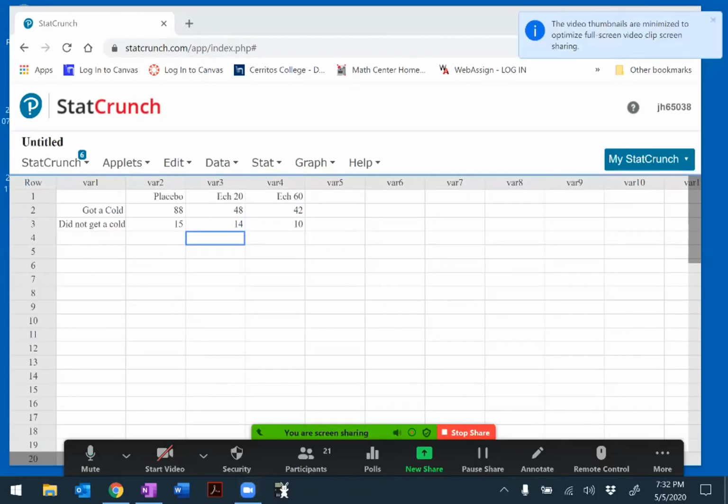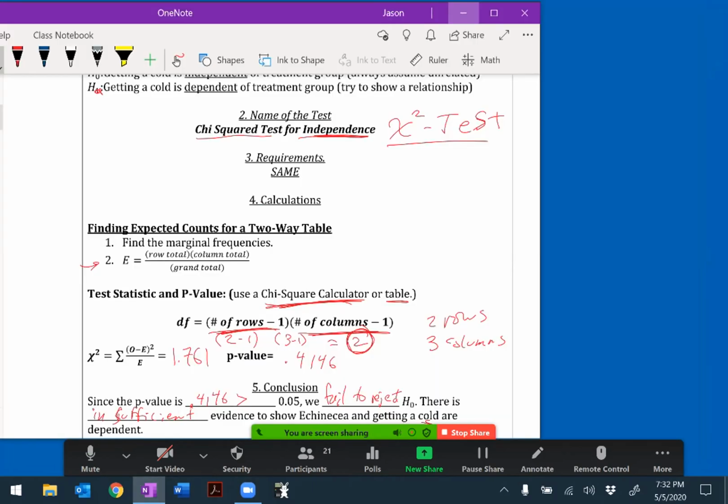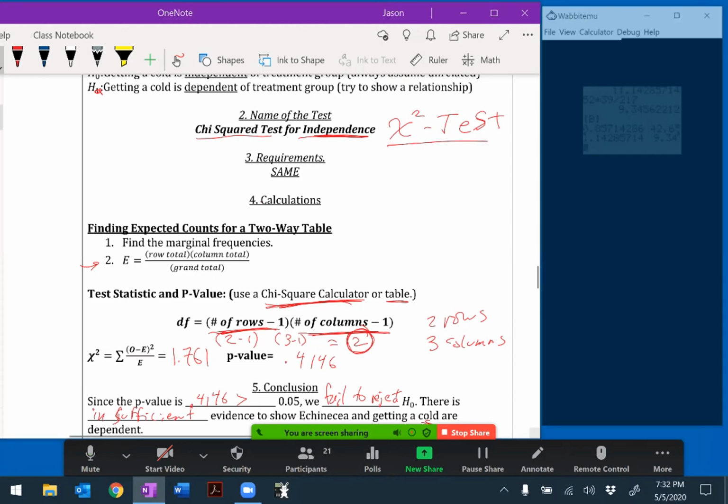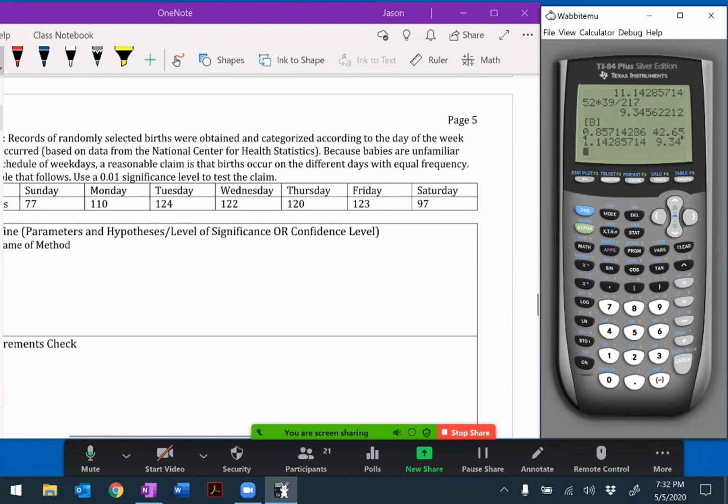Okay, let's go back to the screen sharing of the notes. Let's get out of StatCrunch for now. Chi-square test, and my calculator. Okay, let's finish this up. We don't really have much left to do here. We have another example.